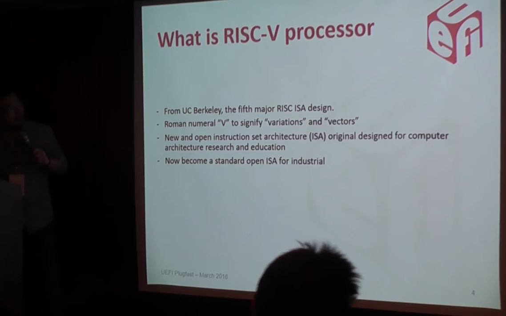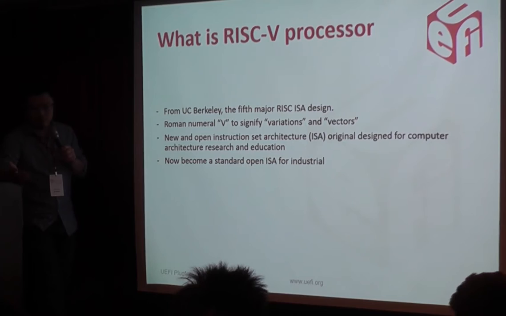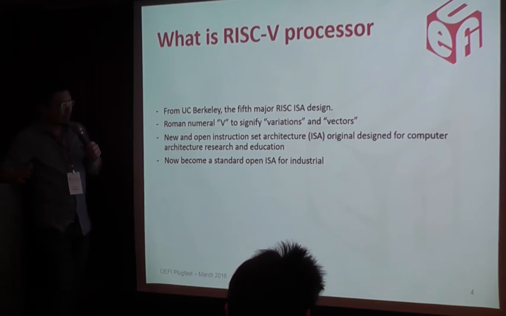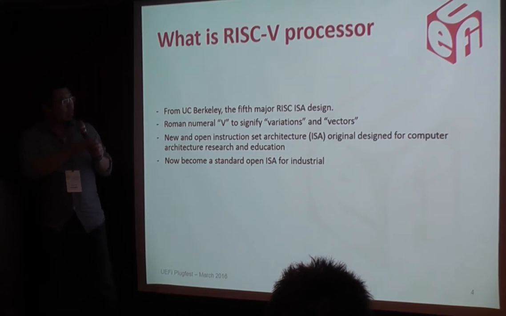Okay, so what is RISC-V? It is from UC Berkeley, and the main purpose was education and research. But now the ISA, the instruction set architecture, has become an open ISA for industry. The V means variation. So why variations?